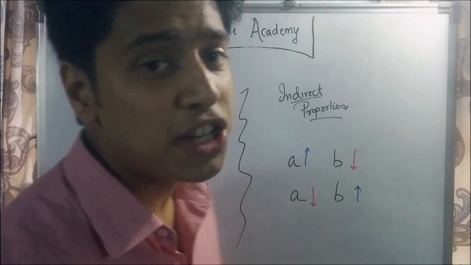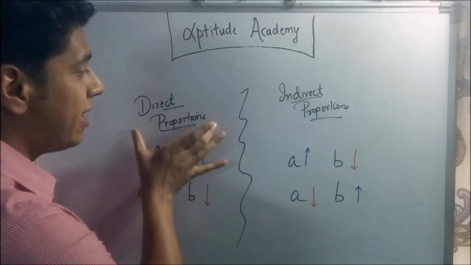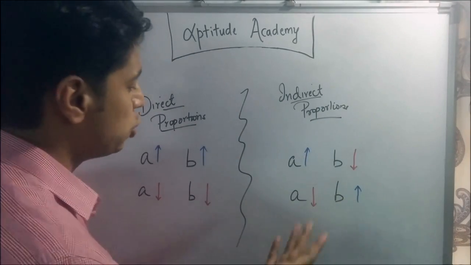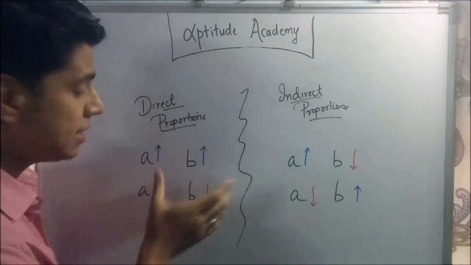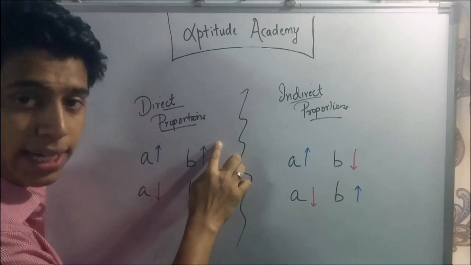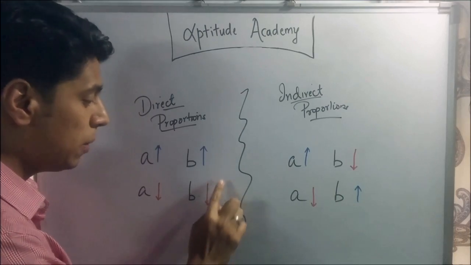Let's get started. The conventional way to understand chain rule problems is by direct and indirect proportions. So let us assume we have two quantities A and B. Now, if both of those are in direct proportion, what happens is if A increases, B will also increase. If A decreases, B will also decrease.